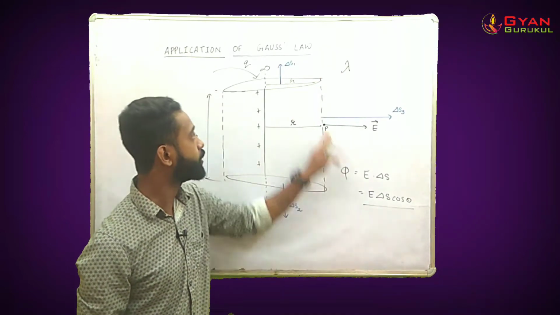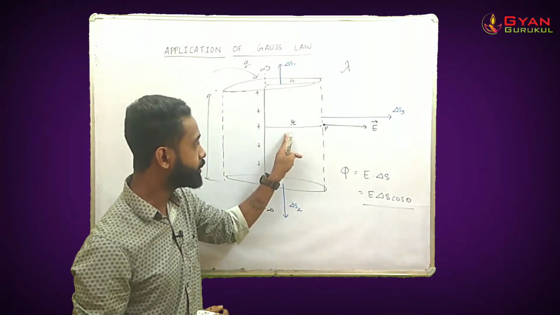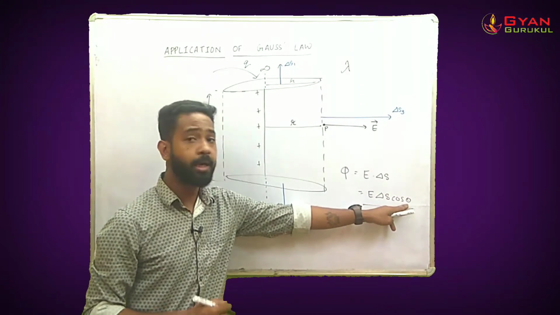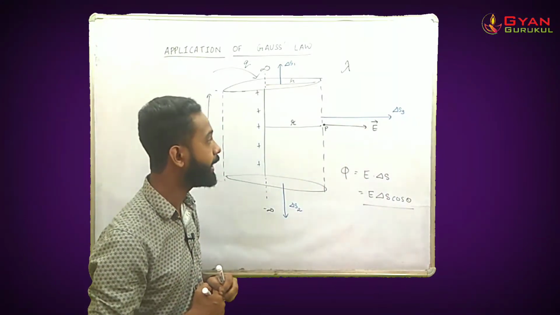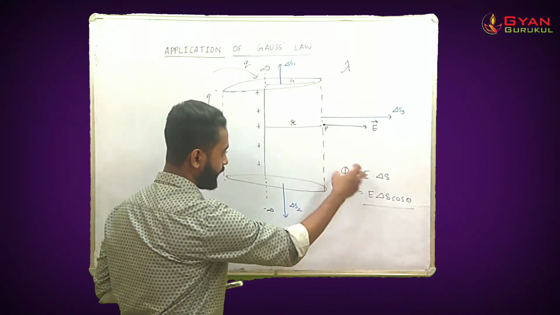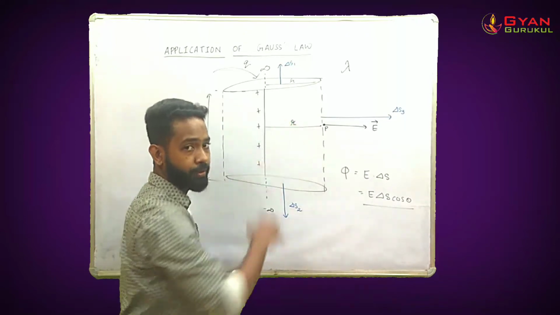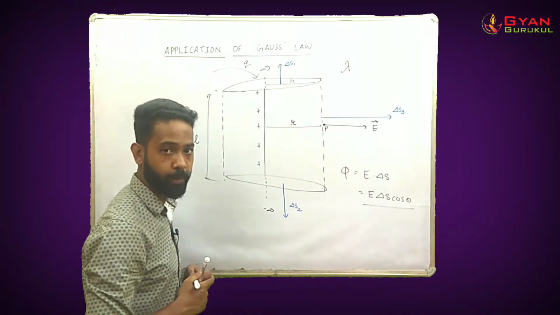Hence the total flux for these two particular surfaces would be 0. But for the curved surface area, since the angle between the area vector and the electric field is 0 degrees, the only flux that we'll be getting would be for the curved surface area. Now taking that into consideration, we'll be applying Gauss's formula.